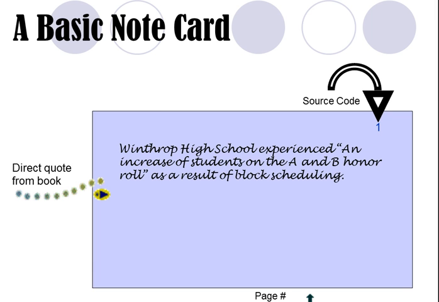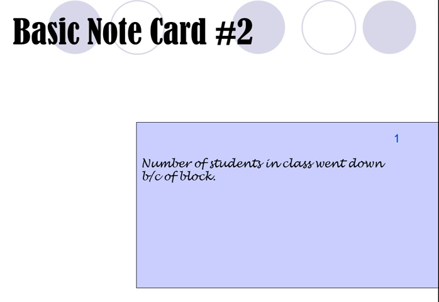So this is what a basic note card looks like. You'll see I have that organizational source code right here, the piece of information. This is a direct quote from a book. So Winthrop Harbor High School experienced an increase of students on the A and B honor roll as a result of block scheduling. You'll notice that part of this is the author's words, part of it's my words, so I put the author's words in quotation marks. While this says it's a direct quote from a book, it's actually not. It's a quote from a journal that I got on the internet, so I don't have a page number to put on here.